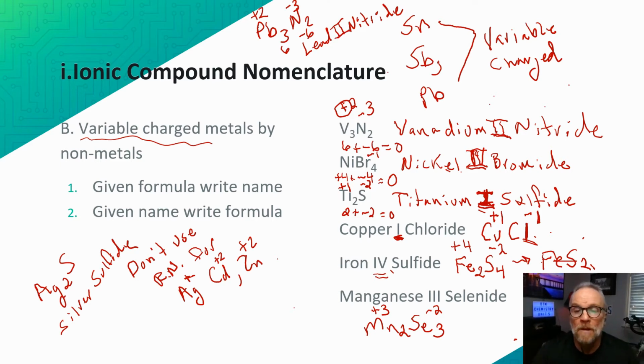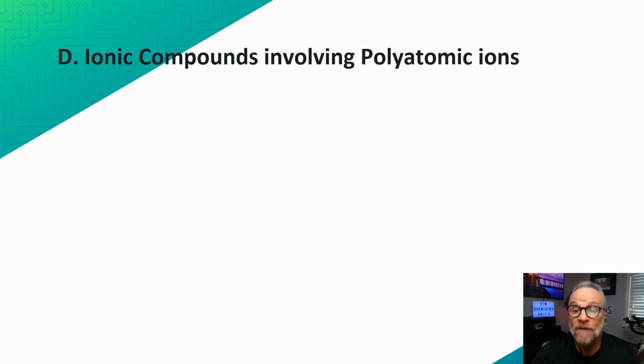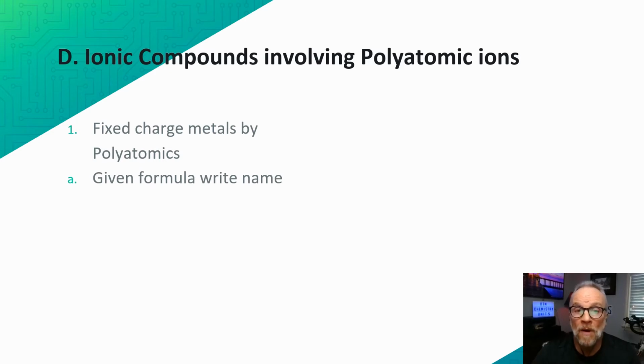Okay. So some good examples there, and we will have a chance to practice this more as time goes on, and we'll do a mixed set of nomenclature in a bit, and you'll see how that works. Okay. Ionic compounds involving polyatomic ions. Cool, cool. Fixed charge metals by polyatomics. Given formula, write the name. And given the name, write the formula.